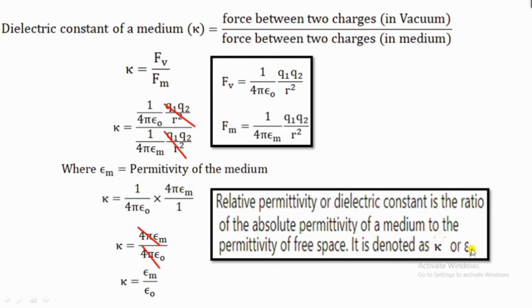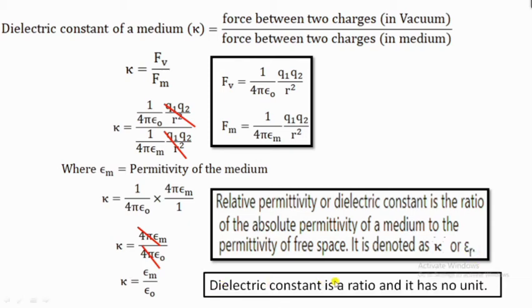So by mistake I have written R, you can write m. And dielectric constant is a ratio. You can see force by force, Newton will get cancelled, and there will be no unit for dielectric constant. So now we will solve one question on permittivity.